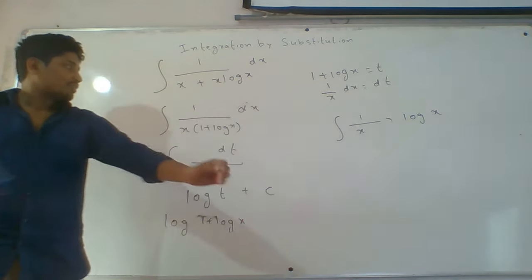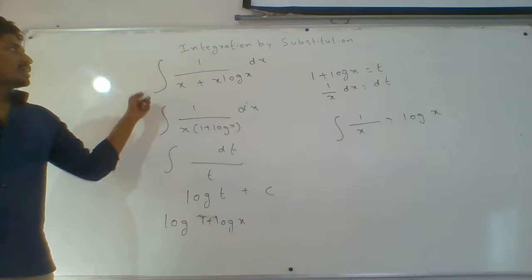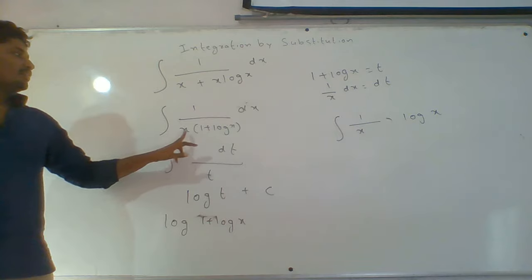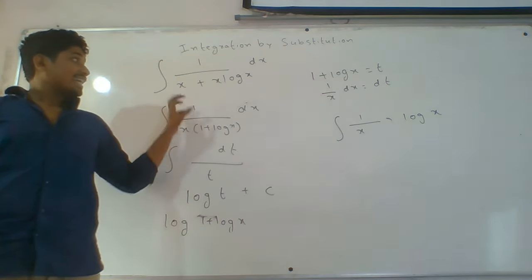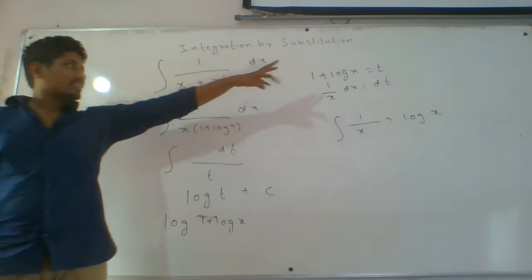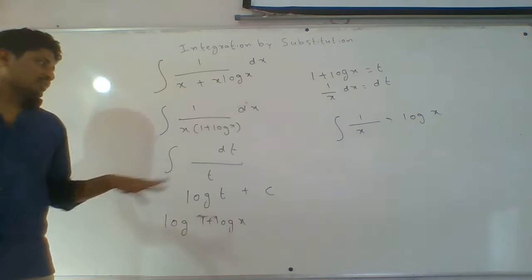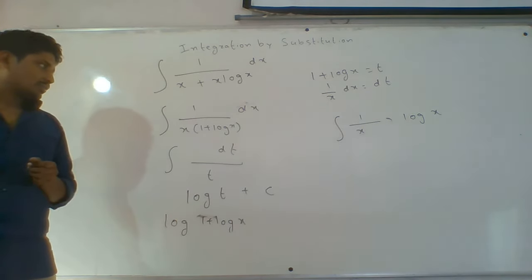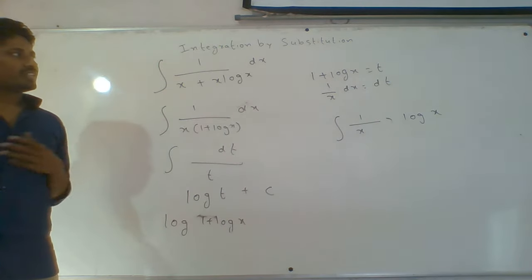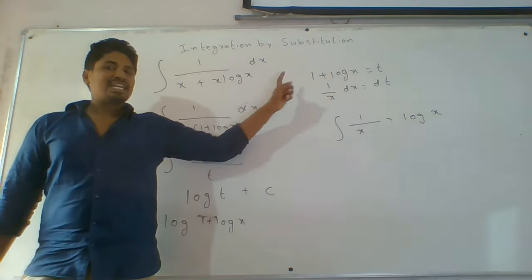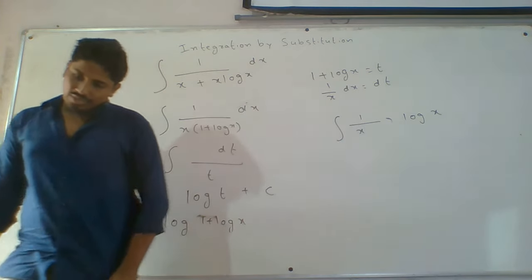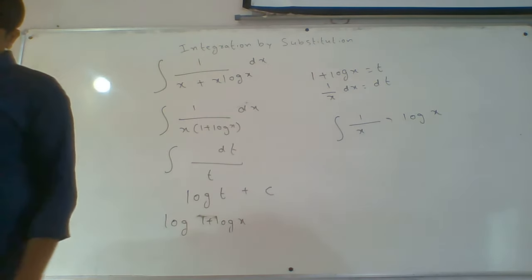Go through the steps here. Take x common, and we will get 1 plus log x. Consider that as t, then the total will be convertible. The total is converted in terms of t by taking 1 plus log x as t. Okay, next.